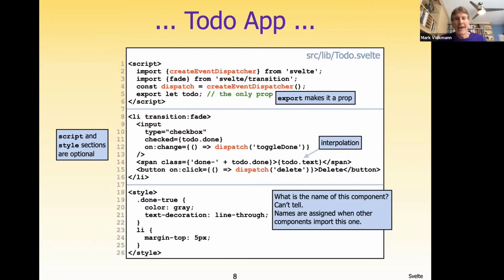So going back to line 2, I'm importing createEventDispatcher because I need to call that to create the dispatch function that I call on lines 12 and 15.